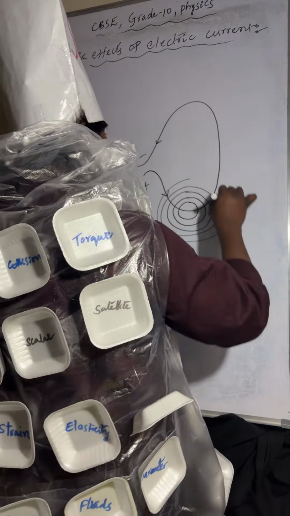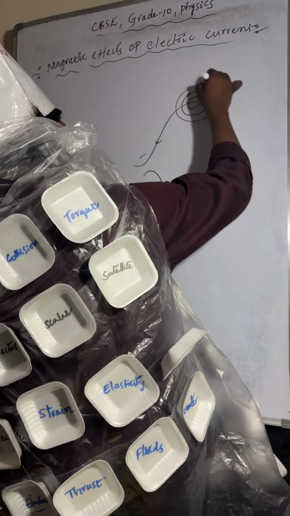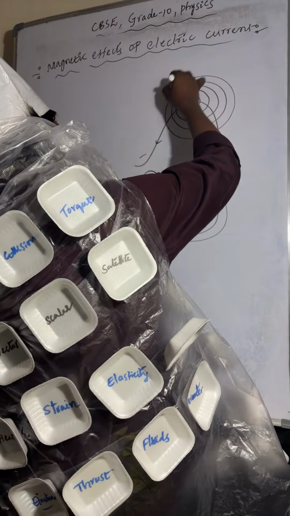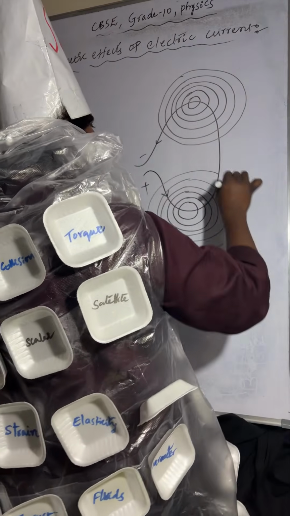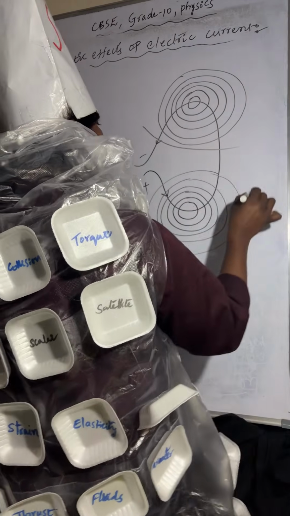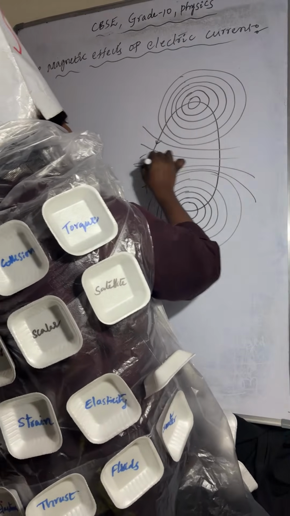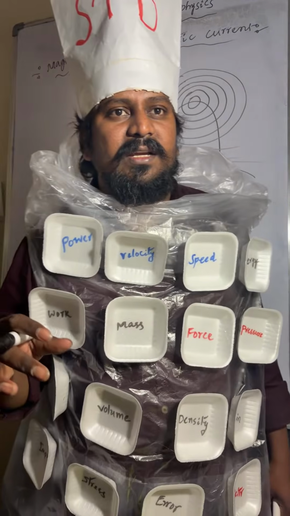And here also the magnetic field will be there like this, like this, like this. So here you can see, and here you can observe. At the center it will be straight lines.